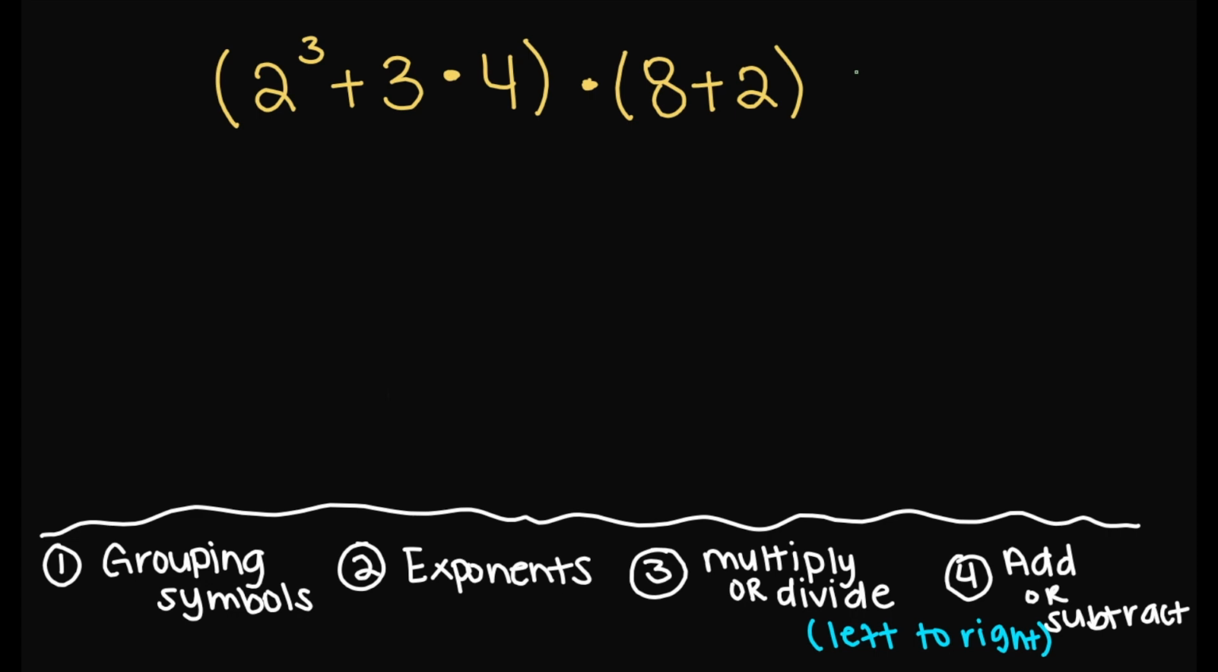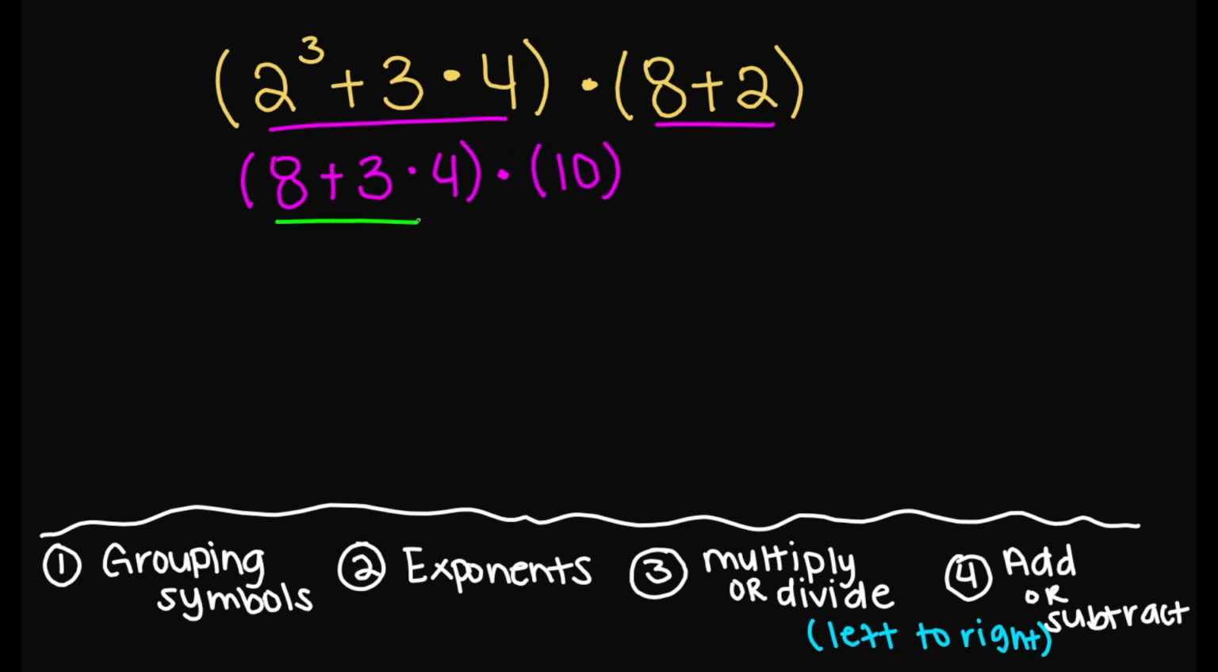Let's look at this example here. So we have 2 sets of grouping symbols. So we're going to go from left to right. So inside this parentheses, we have my exponent first. So let's go ahead and do that. So we have 8 plus 3 times 4. And then in here, we have 8 plus 2. So times 8 plus 2, this is going to give us 10.